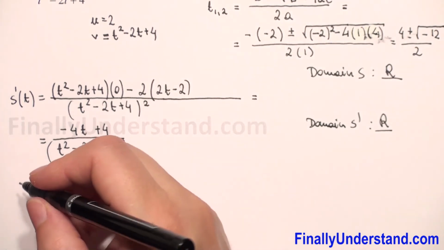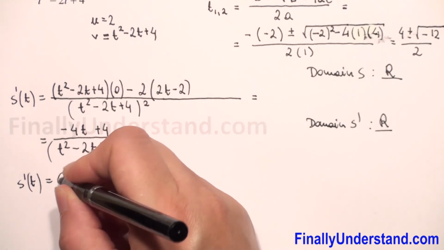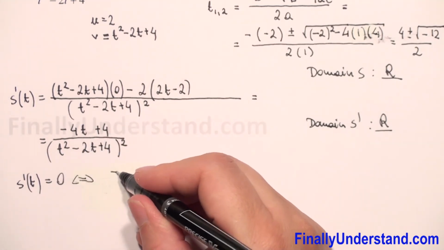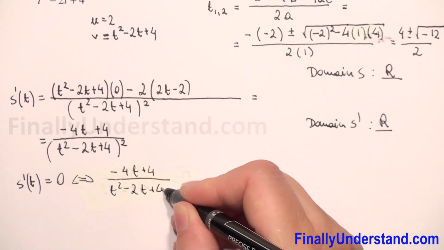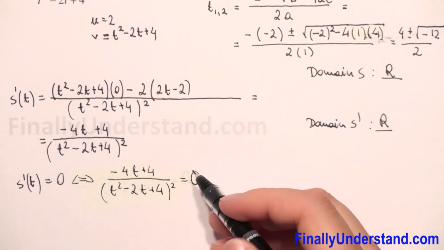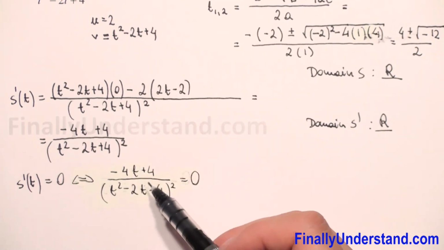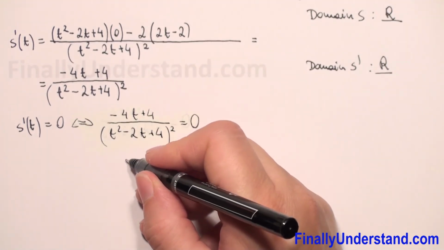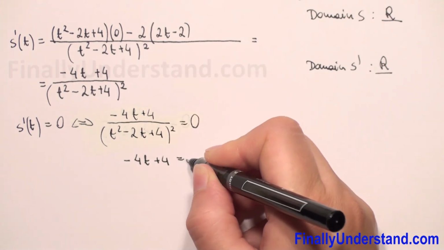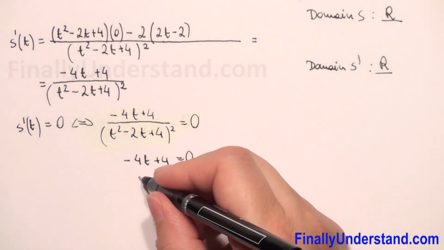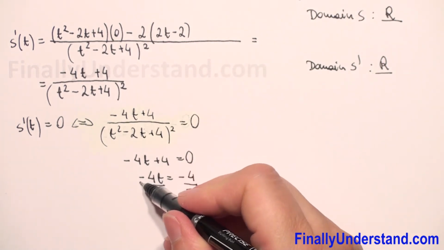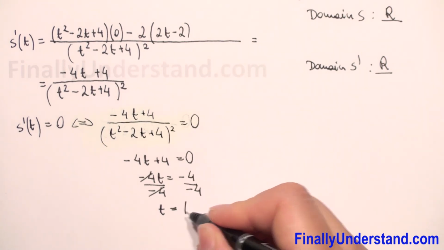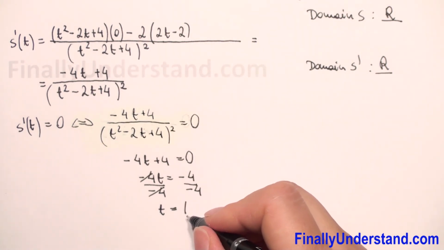Now we have to set our first derivative equal to zero. This holds if and only if negative 4t plus 4 over t squared minus 2t plus 4 to the second power is equal to 0. This whole left side will be equal to 0 only when the numerator is 0, because the denominator cannot be 0. So we have to solve just the linear equation negative 4t plus 4 is equal to 0. I will move 4 to the right side, so we have negative 4t is equal to negative 4. Now we divide both sides by negative 4. Negative 4 will reduce, so we have t is equal to 1. We have one solution for this equation.